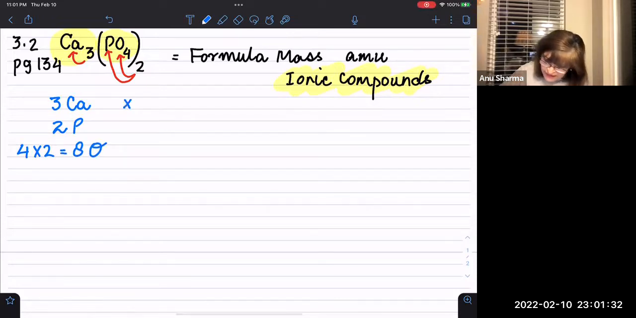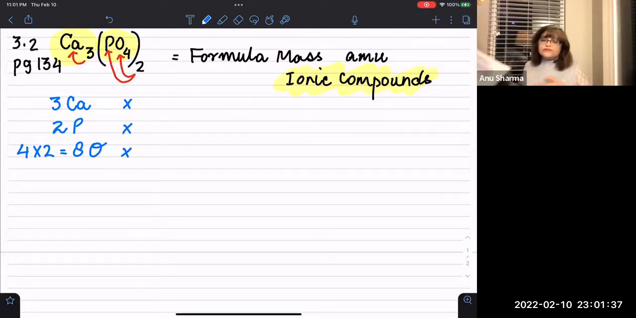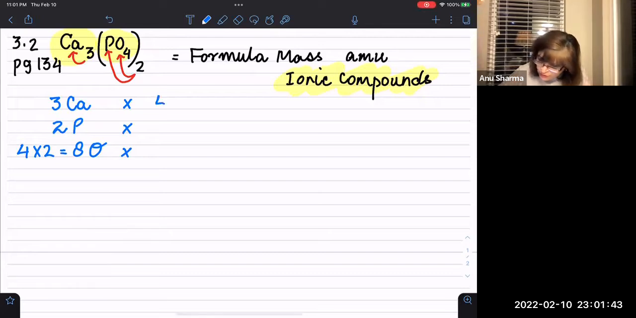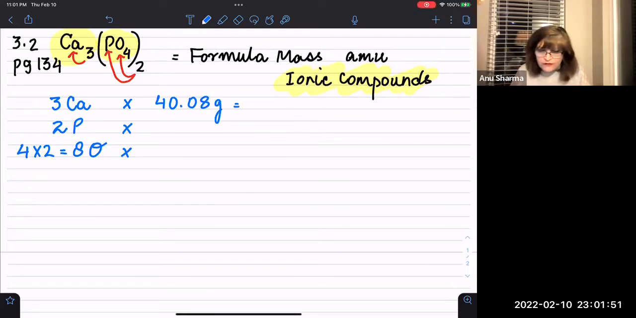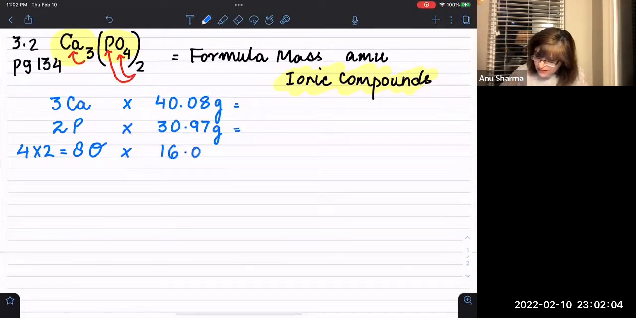Same thing, look in the periodic table and get the mass number of calcium. Calcium is 40.08, so 40.08 grams is coming from calcium. Next is phosphorus, which is 30.97, so 30.97 grams is coming from phosphorus. Oxygen is 16.00 or 15.99, so it's the same thing. This is the grams coming from oxygen. Let's finish the calculations here.